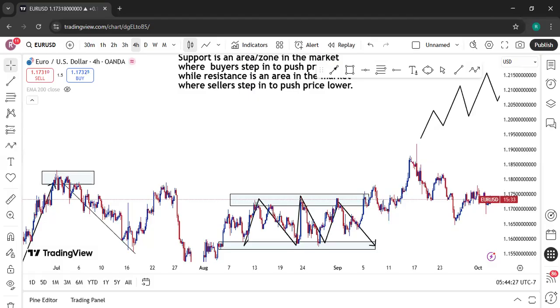Start learning, start practicing it on your chart, and you'll be amazed at how well you'll be able to spot these levels. I'm also going to show how you can profitably trade support and resistance levels.